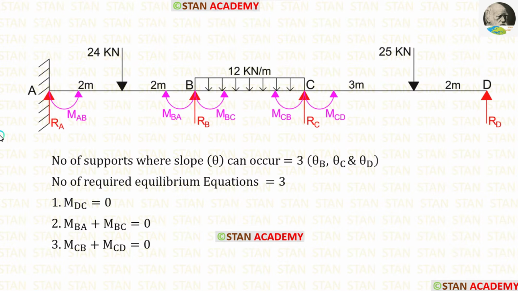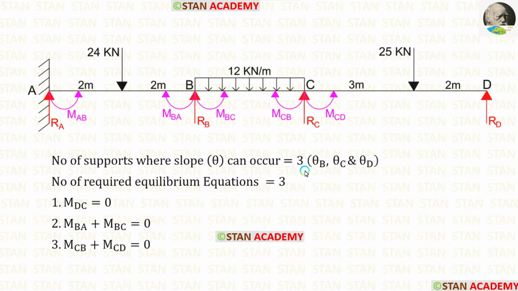Then let us see the joints. There are two joints, joint B and joint C. In the joint B, there are two moments, MBA and MBC. When we add these two moments, it will be 0. This is our second equilibrium equation. In the joint C also, there are two moments, MCB and MCD. When we add these two moments, it will be 0. This is our third equilibrium equation.